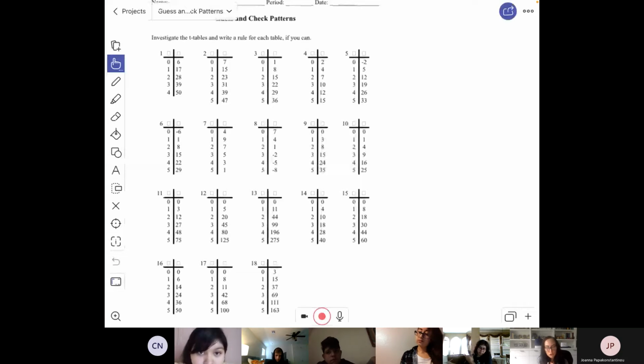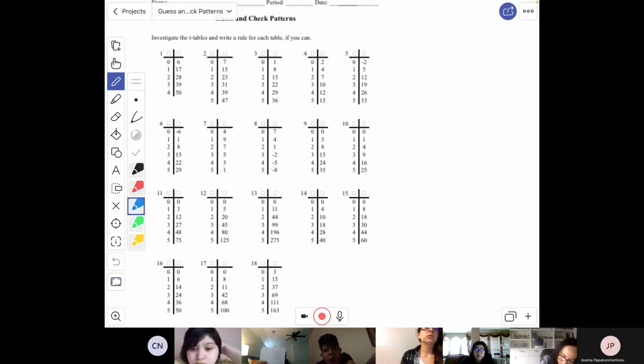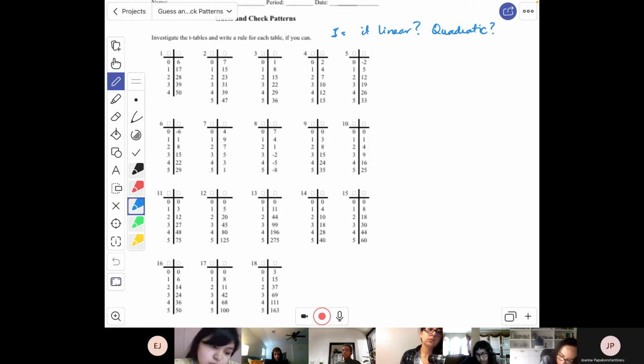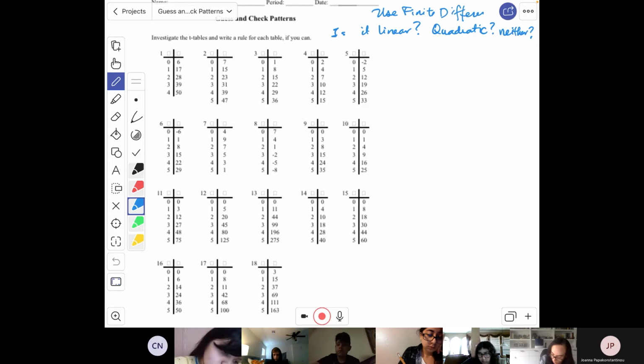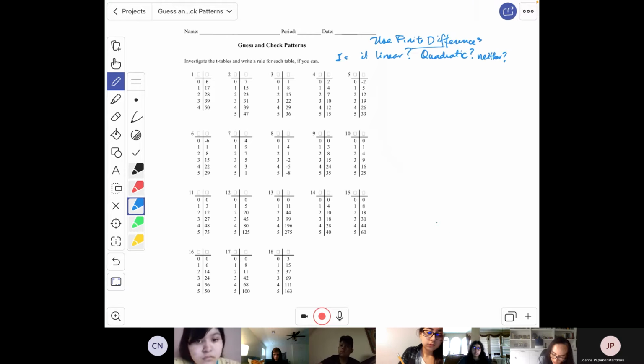Okay. I want you to look at these tables, these T tables, and I want you to first determine, this is what we're going to do first, before we start writing rules. Is it linear, quadratic, or neither? It may not be either one of them. So the first thing you're doing is you're looking at finite differences. So use finite differences, whether it's first, second, whatever, and determine, is it linear? Is it quadratic? Is it neither?